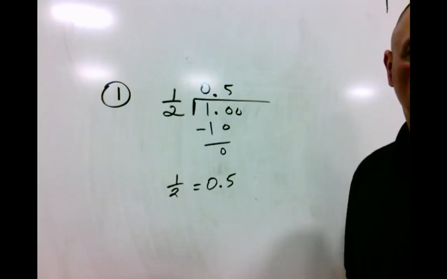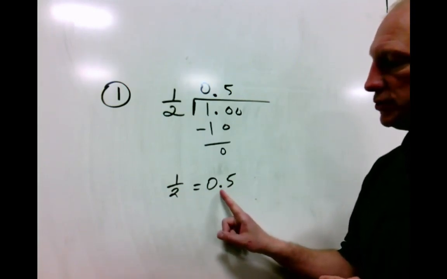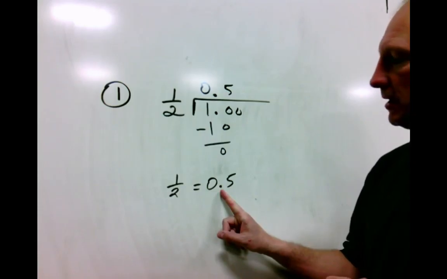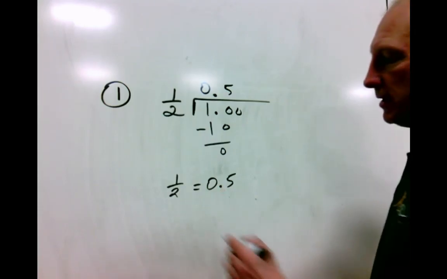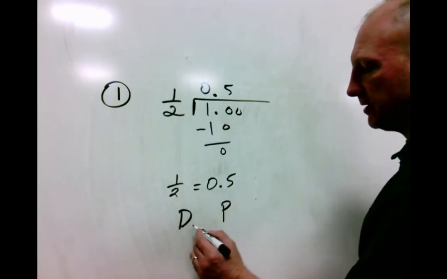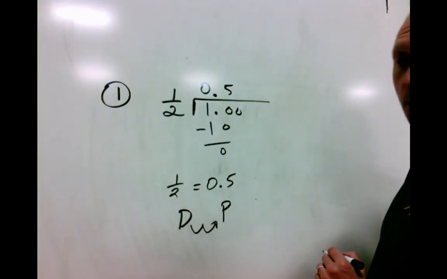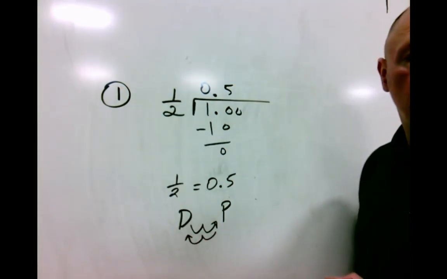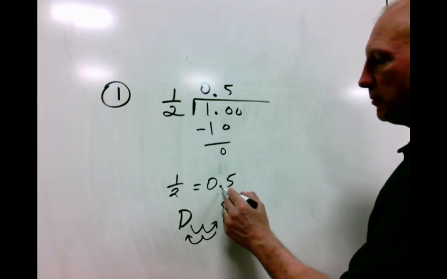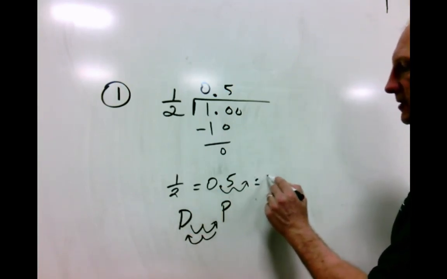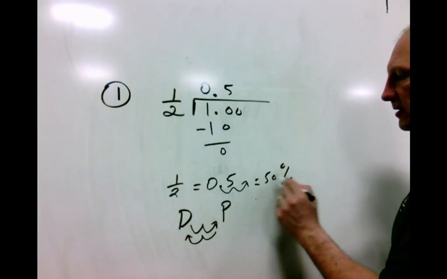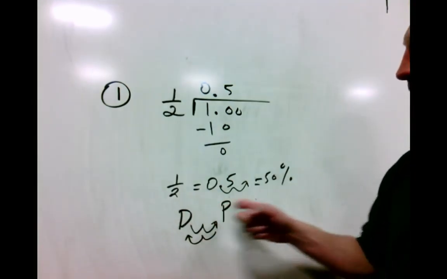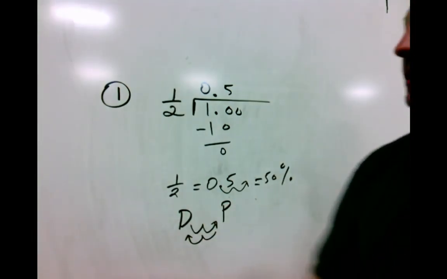And then converting that to a percent, we should know from previous videos, whenever you want to convert a decimal to a percent, it's 2 spaces to the right that we move the decimal, and the opposite way, 2 spaces to the left when we want percent to decimal. So I move it 2 places, and this equals 50%. So fraction, decimal, percent. That's number 1.